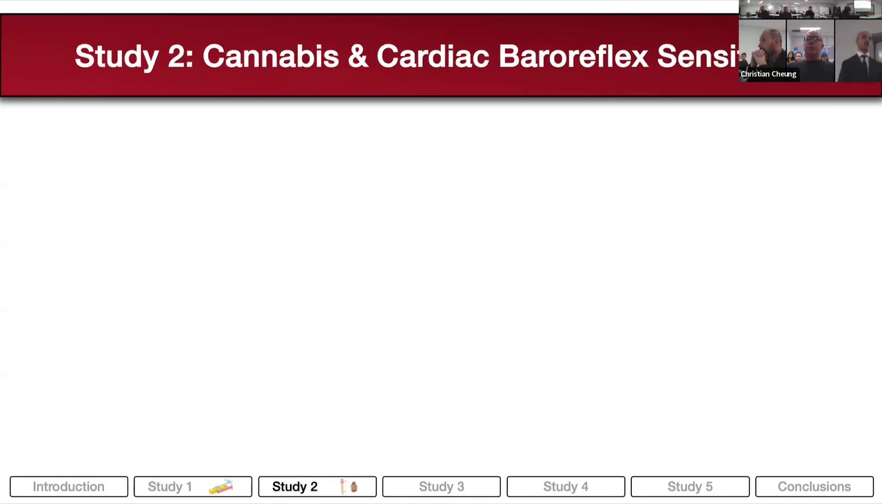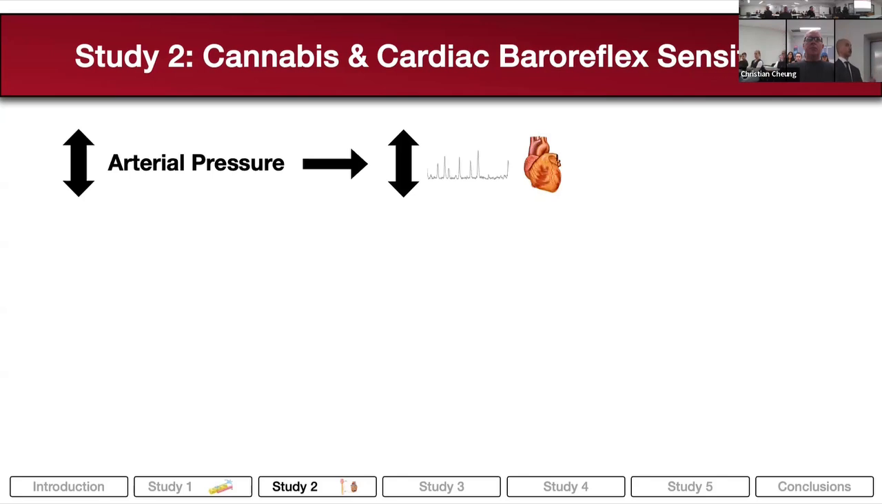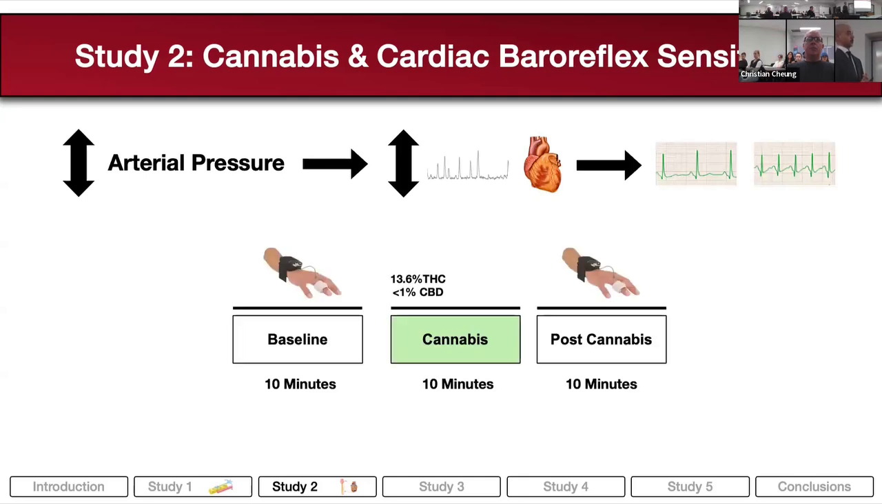Now, because we know that the baroreflex can also manipulate flow to maintain blood pressure, we can quantify its sensitivity using heart rate as well as MSNA. And again, we know this because changes in arterial pressure can be responded to by changes in sympathetic activity to the heart, resulting in changes in heart rate. So we repeated this experiment, but in addition to testing a predominantly THC containing cannabis, did so with a CBD predominant cannabis.